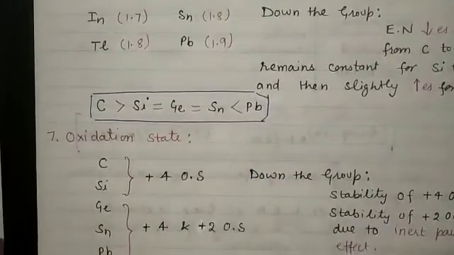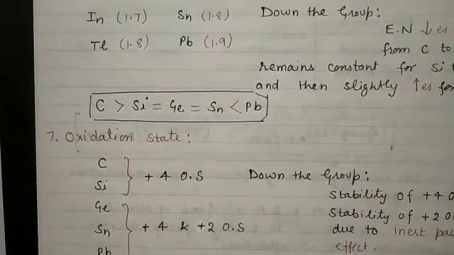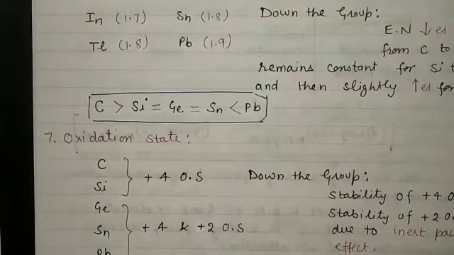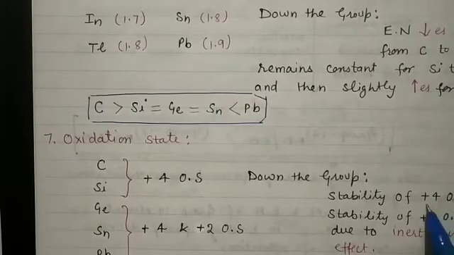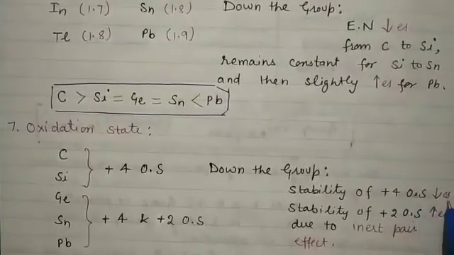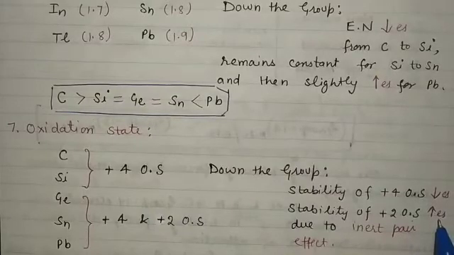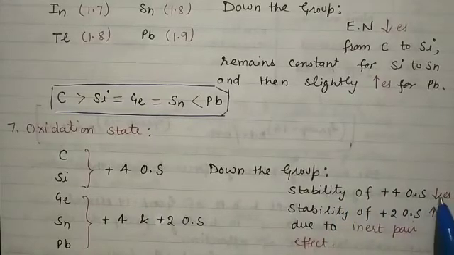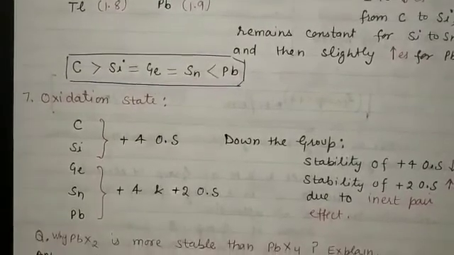Next, the oxidation state. Down the group, we know very well, due to the poor shielding of d and f orbitals, the stability of the +4 oxidation state decreases, and the stability of the +2 oxidation state increases. This is because of the inert pair effect.